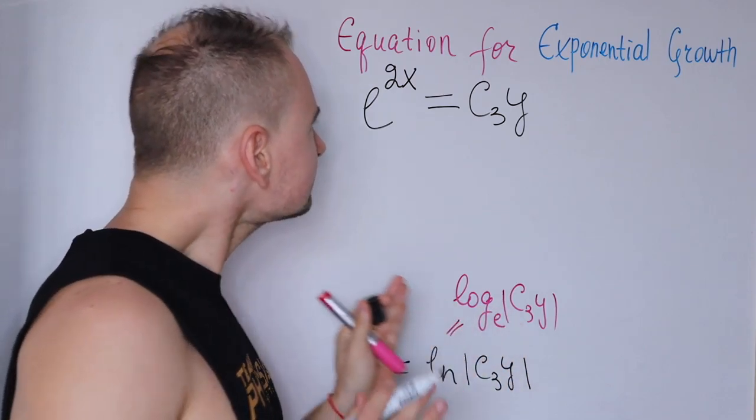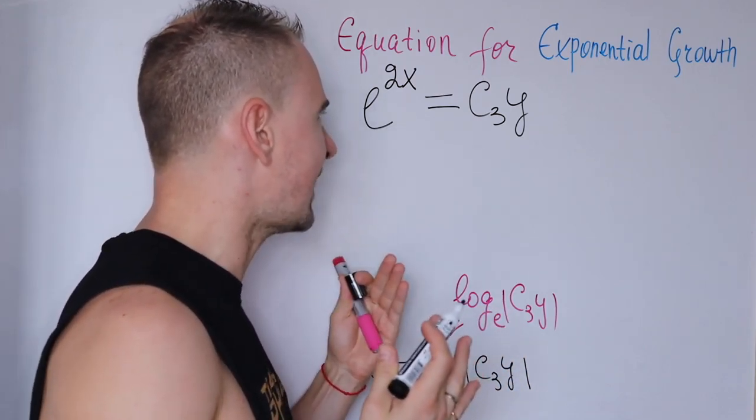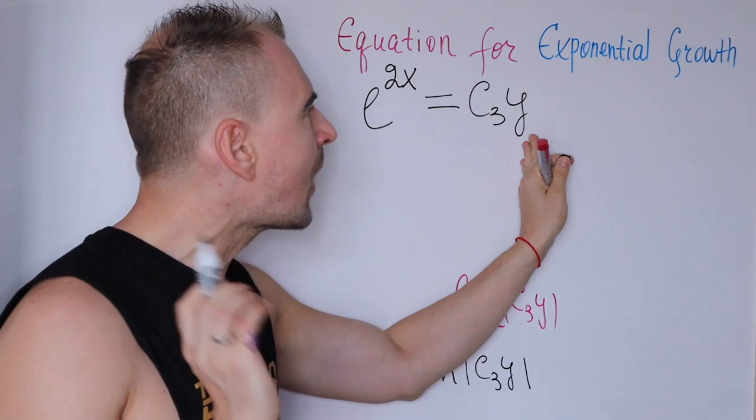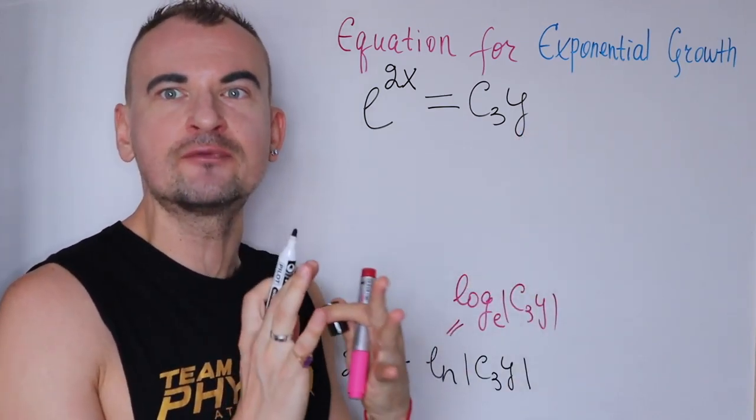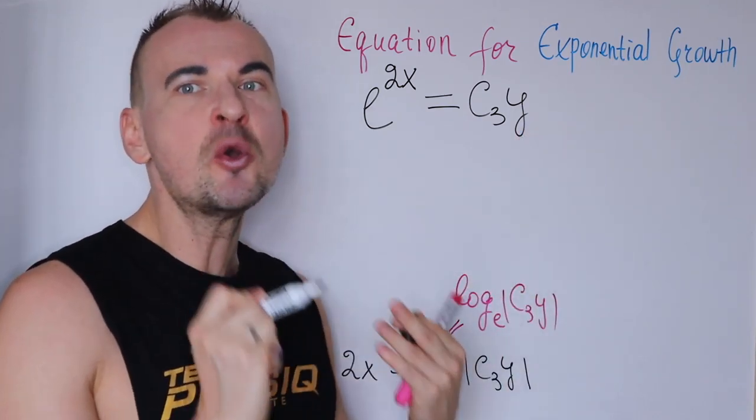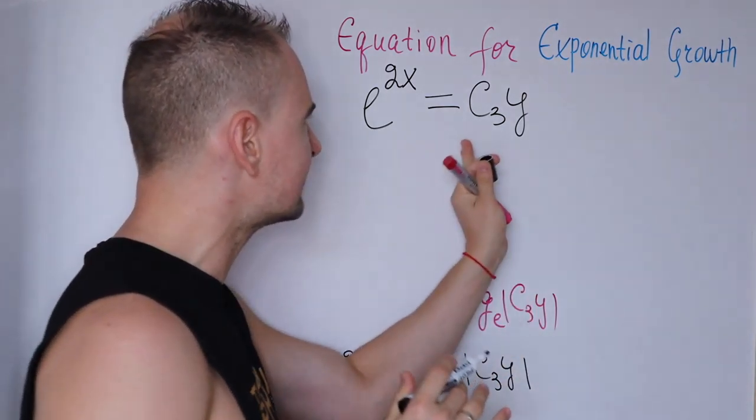Now, basically the last step. Keep in mind that we're looking for y, we're solving for y. So we want to write y explicitly in terms of other variables.